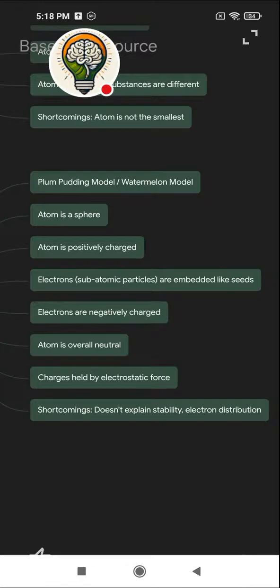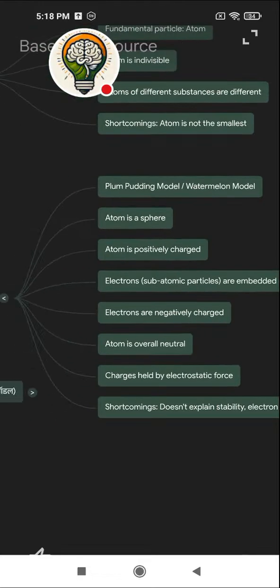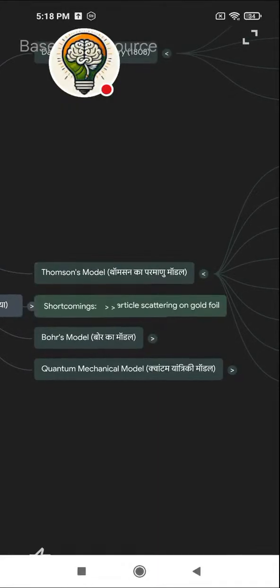Atom is a sphere, and atom is positively charged. Electrons, the subatomic particles, are embedded like seeds. Electrons are negatively charged. Atom is overall neutral, charge held by electrostatic forces. The shortcoming: it does not explain the stability and electron distribution. Then comes the Rutherford model.